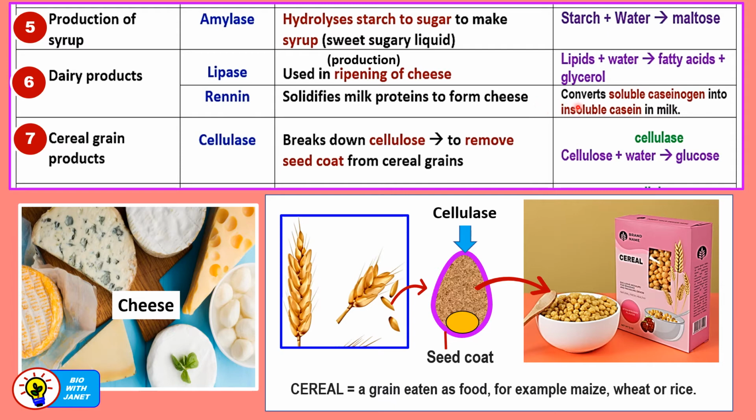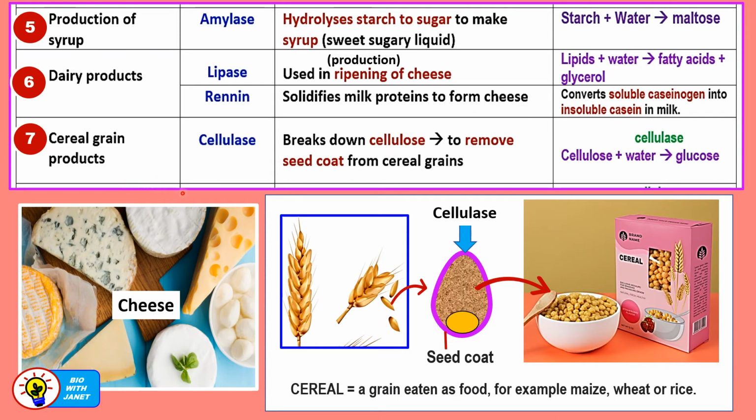So what happens in the coagulation of the milk proteins? Actually, the renin added will convert the soluble caseinogen, the protein called caseinogen, into insoluble casein in the milk. So in the milk, there'll be clumps of solids after you put in the renin. All right, and then these solids are used to form the cheese.